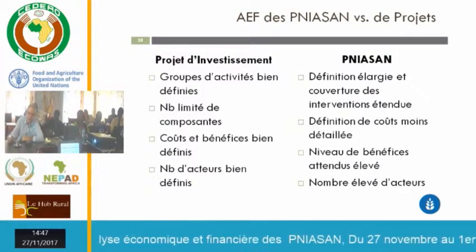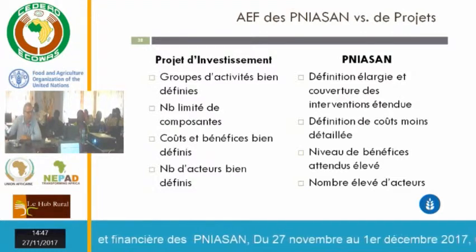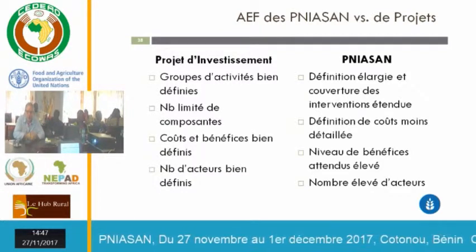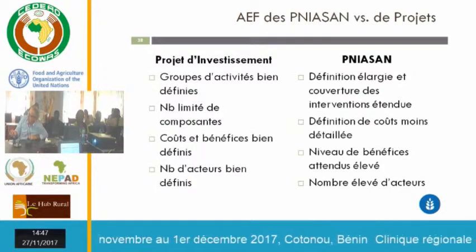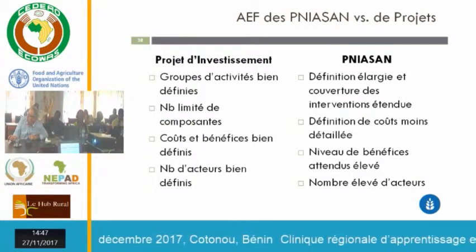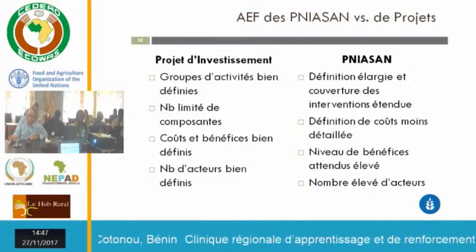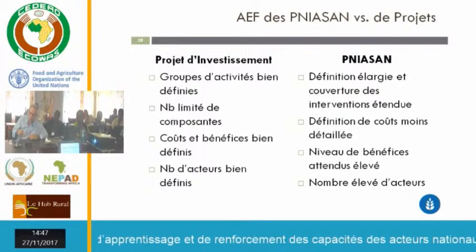So a project, I don't like the word beneficiaries, but we'll include 50,000 stakeholders, be it a farm. In terms of plans, we have a broader definition, in which the interventions are generally multiple, there are many. And so sometimes, as Douglas was explaining this morning, the costs are defined in a less detailed, a less specific manner.